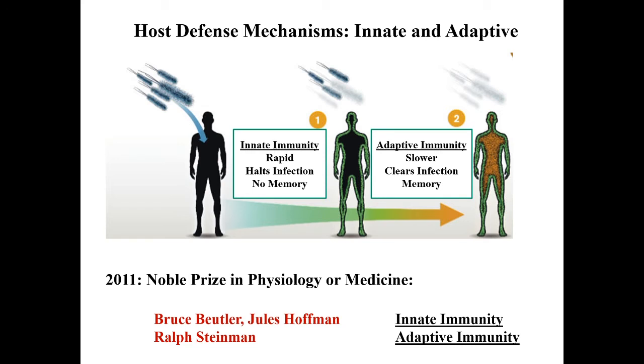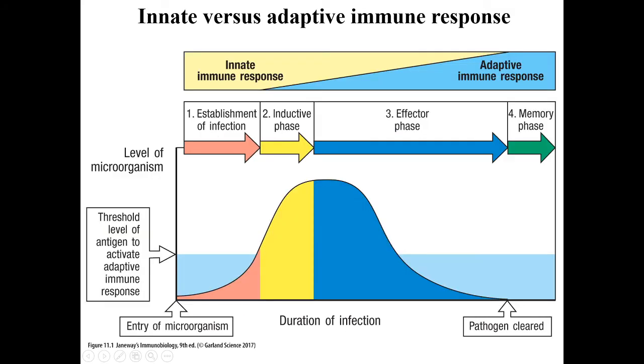And in 2011, a Nobel Prize was given to two groups of scientists who contributed a lot to understanding our innate immune system and adaptive immune system. Okay, so in this slide, I will discuss innate and adaptive immune response in more detail.